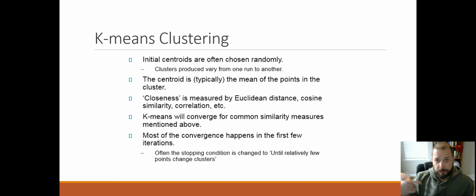The centroid is typically a mean of the points of the cluster. We talked about that. And the closeness of each of those data points within each cluster is measured by Euclidean distance, and we'll talk about that. K-means will converge for common similarity measurements based on those Euclidean distances, and I've got some math descriptions on that.